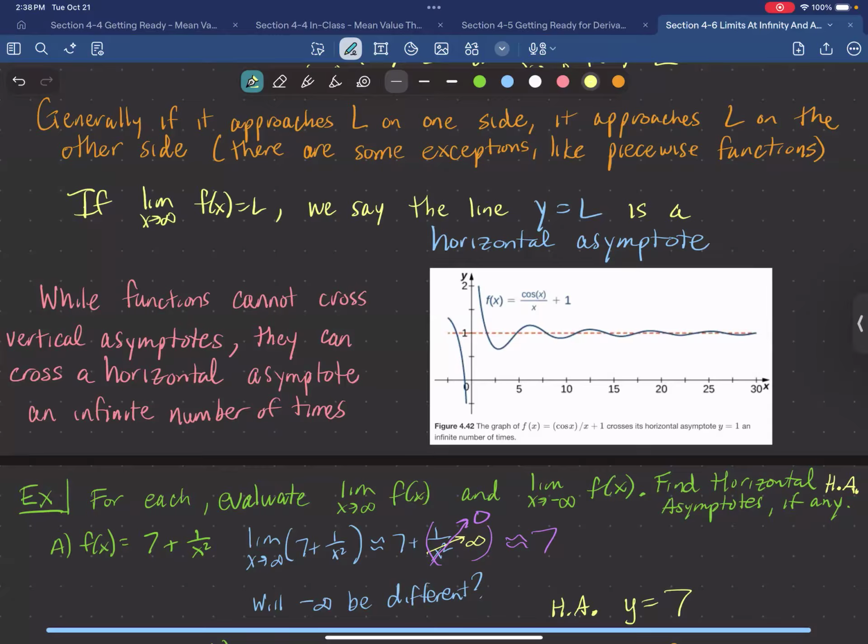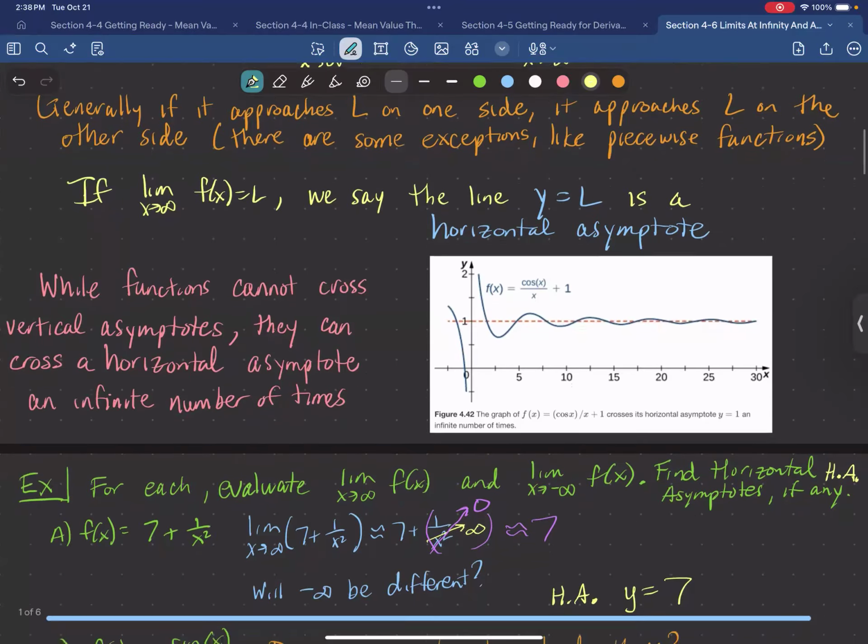Should this be any different if I plug in negative infinity? 1 over a really large negative number isn't any different than 1 over a really large positive number. But the squared is actually going to get rid of the negative sign. It's going to be the same either way.